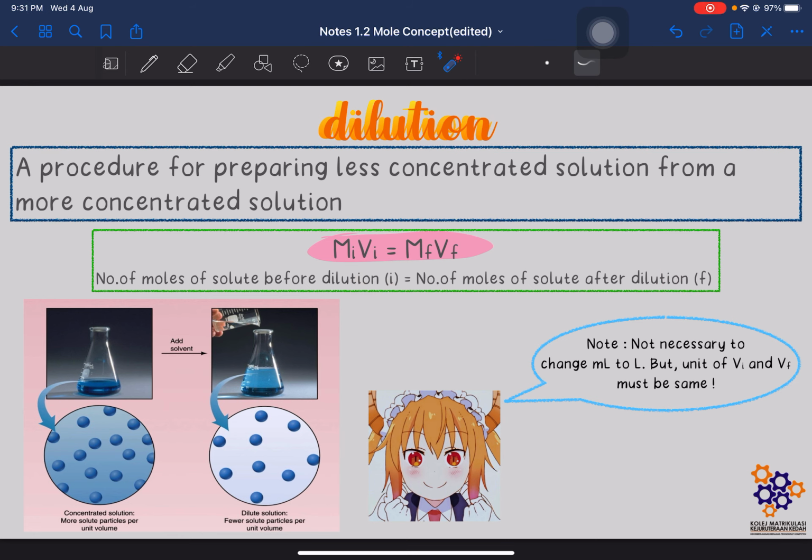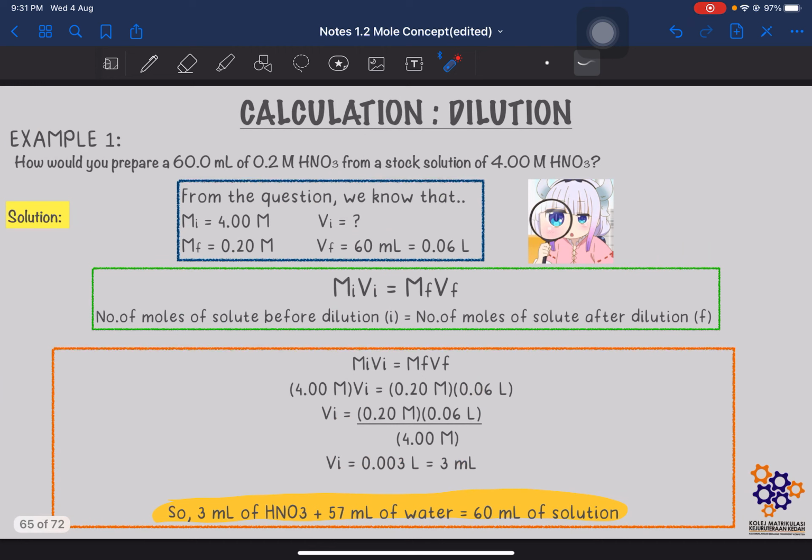So initially it is a very concentrated solution. So after the dilution, dia akan jadi less concentrated solution. So note that here, it is not necessary to change the ml into liters. Kalau soalan tu bagi ml, you can just use the ml. Okay? But make sure that your unit untuk V initial dengan volume final must be the same. Okay, kalau guna ml je sepanjang soalan. Kalau guna liter saja sepanjang jawab soalan. Okay, so ni kita tengok contoh soalan calculation untuk dilution.